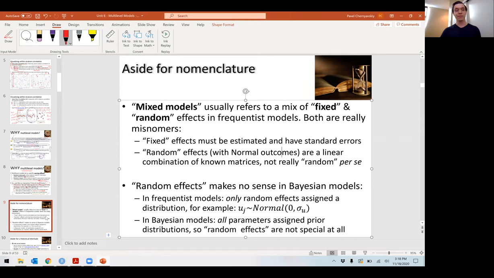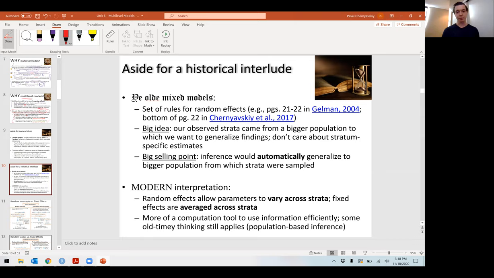Also, the way we think about these types of models has changed as software has evolved. In the ye olde mixed models, there used to be a set of rules for when you would, quote unquote, treat something as random. Remember, it used to be a big deal to treat something as random. And these rules, if you feel really strongly about it, you can read some stuff.